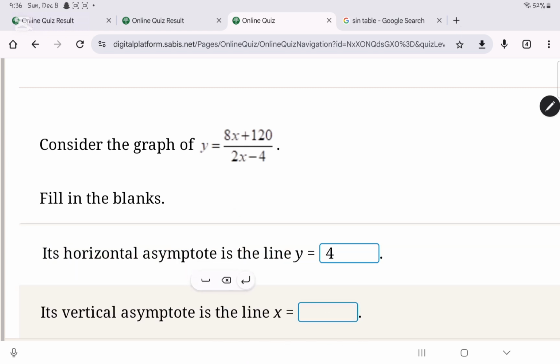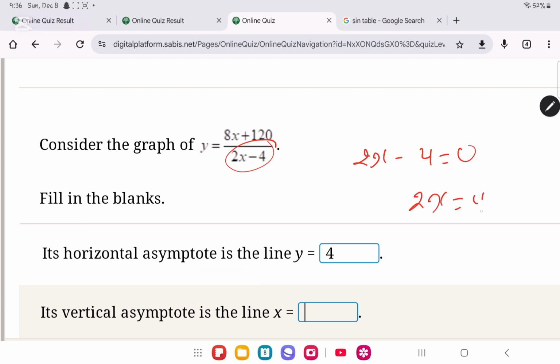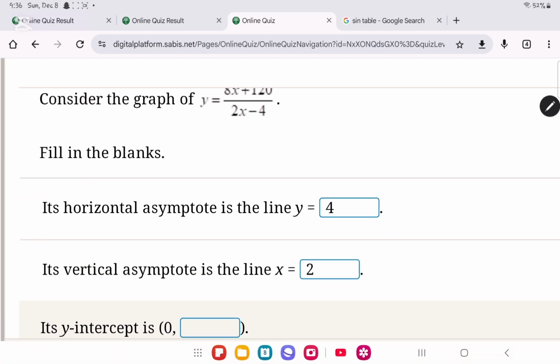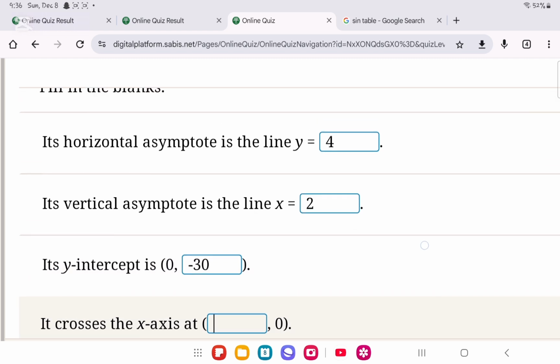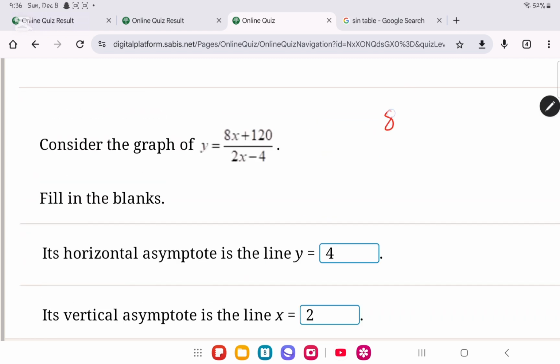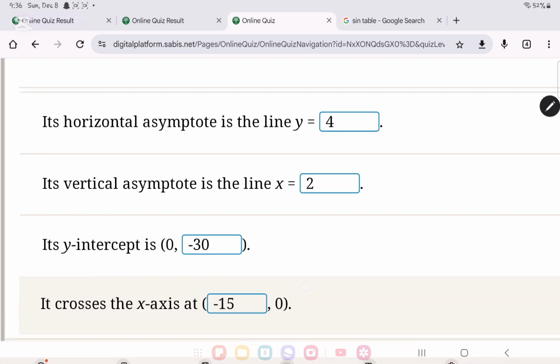The vertical asymptote is going to be 2x minus 4 is equal to 0, so 2x is then equal to 4, so x is then equal to 2. Now the y-intercept, we said to find the y-intercept we're going to divide, so 120 divided by minus 4 is minus 30. So then the y-intercept is minus 30, and now it crosses the x-axis, which means the x-intercept, we're going to solve 8x plus 120 is equal to 0, 8x is equal to minus 120, so then x is equal to minus 15. So then it crosses at minus 15.